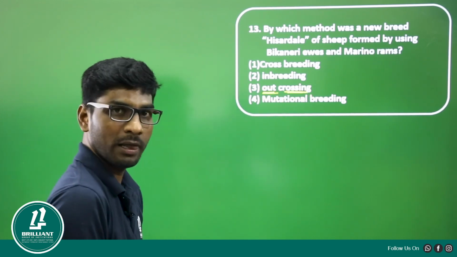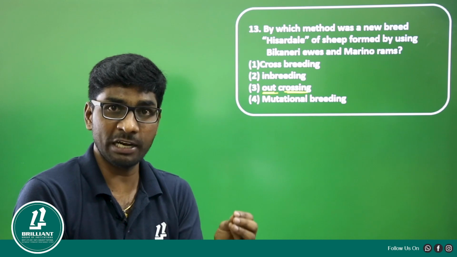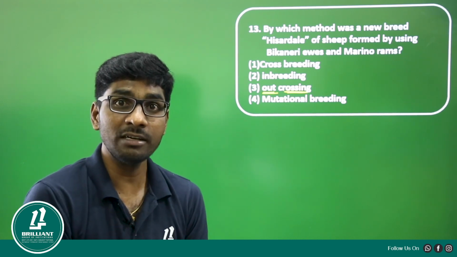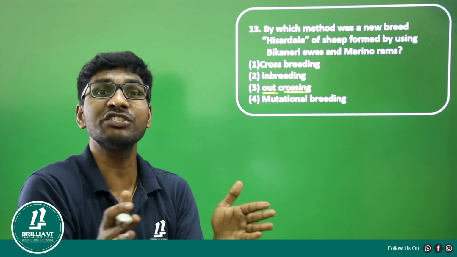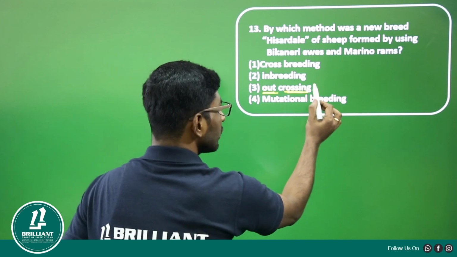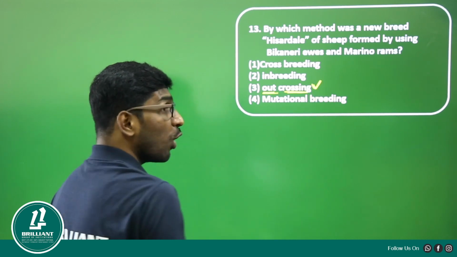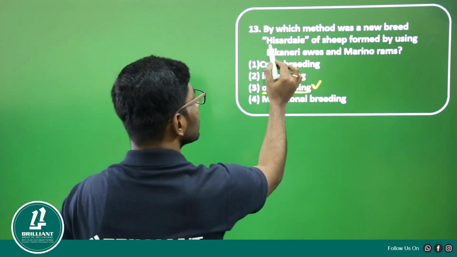Outcrossing is also the crossing between superior male and female animals in the same breed, but they do not have a common ancestor in the 4 to 6 generations, right? And moreover, if you are able to recall, outcross is the method which can overcome inbreeding depression. But what are you asking?